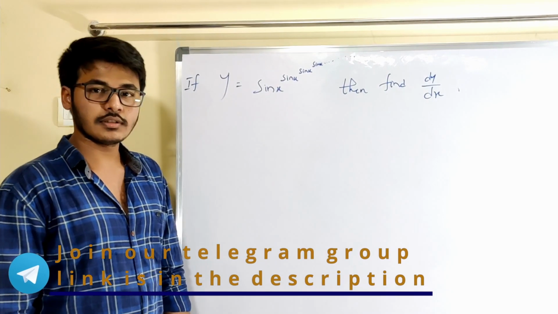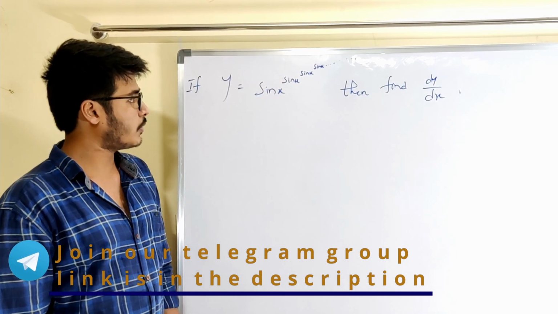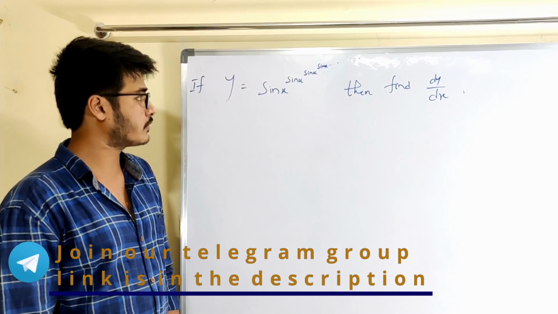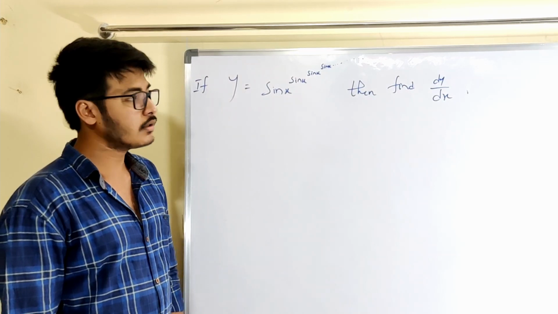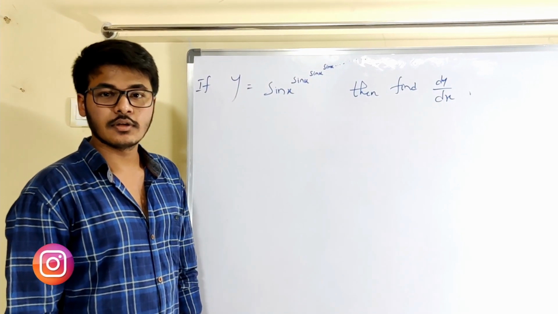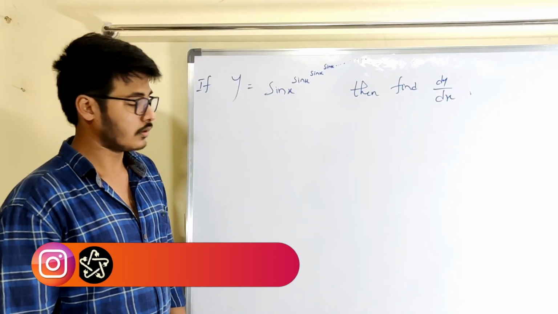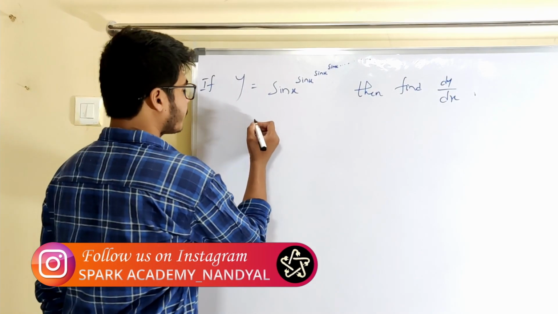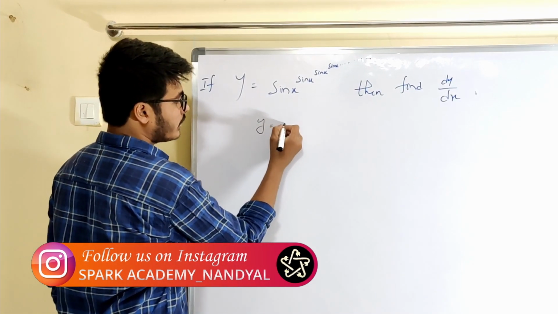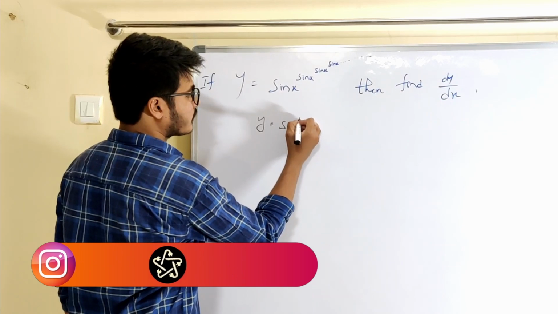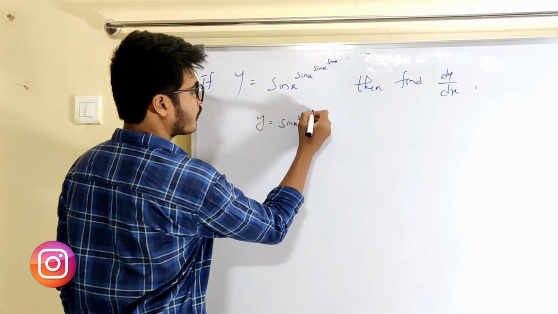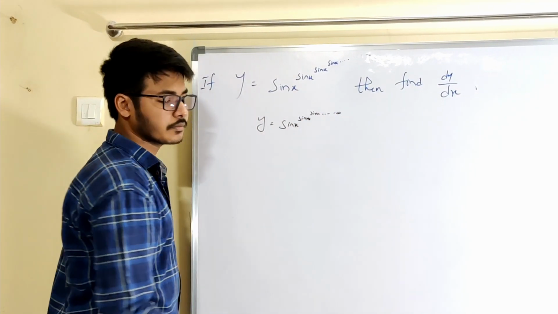Here the question given is: if y is equal to sin x to the power of sin x to the power of sin x to the power of sin x up to infinity, then find dy by dx. Now we will see the conventional way of solving this question. Here y is equal to (sin x) to the power of sin x to the power of sin x to the power of up to infinity.